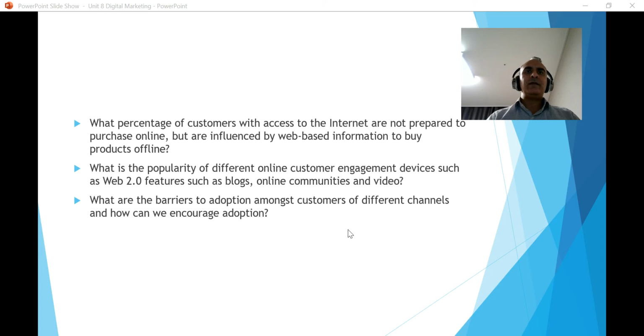And again, we have the barriers to adoption amongst customers of different channels. And how can we encourage adoption? We need to understand, for example for Blue Nile, how can we push consumers to buy online, not offline? For Blue Nile, the diamond company, they decided to set up a lot of showrooms. They have no inventory, no stock. Just go see the diamond, feel it, touch it, smell it, but buy it online.